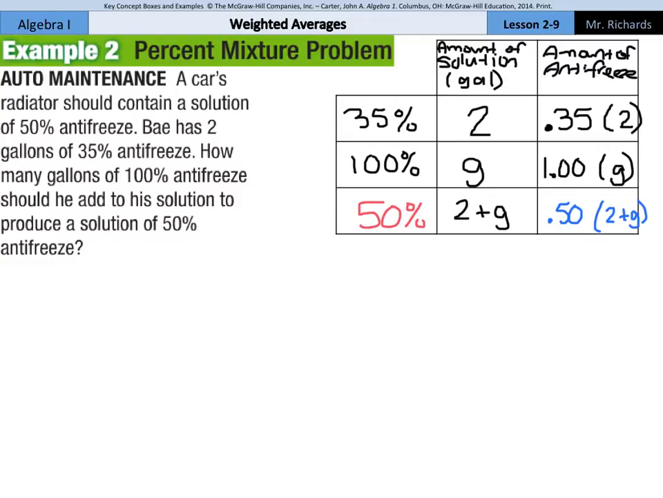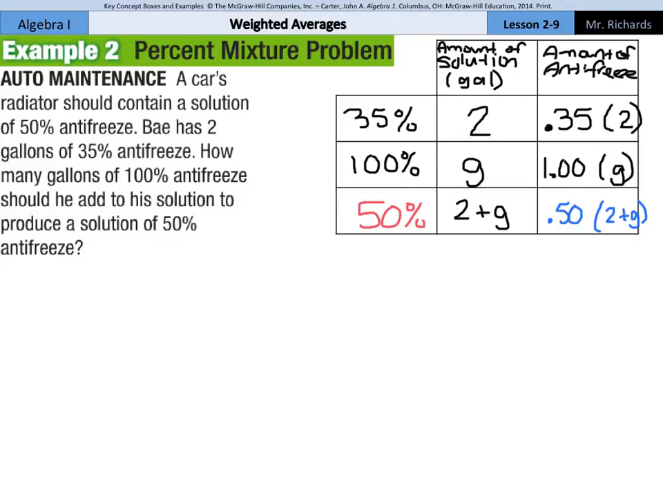And so as you can see how we did this, we have our 35%, 100%, which is going to mix into our 50%. We know we have 2 gallons of 35%. We know we need G of the 100. We're looking for G. And so our amount of solution overall is going to be 2 plus G. Then in the last step of our table, to get our actual amount of antifreeze, 35% times the 2, 100% as a decimal times the G, and then 50% times the 2 plus G. And now this is going to give us what our equation is going to be.